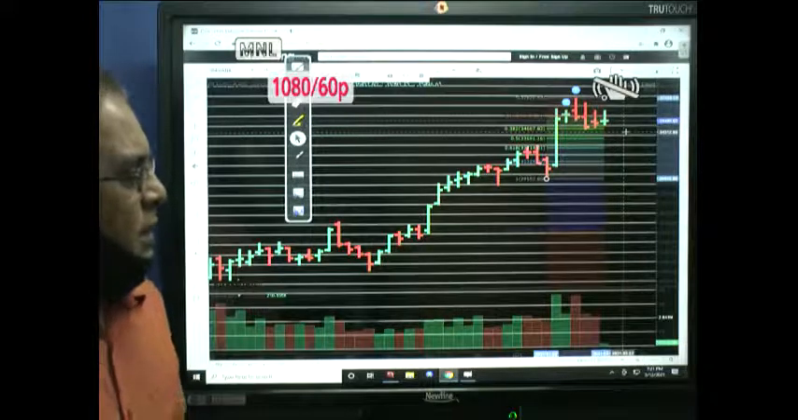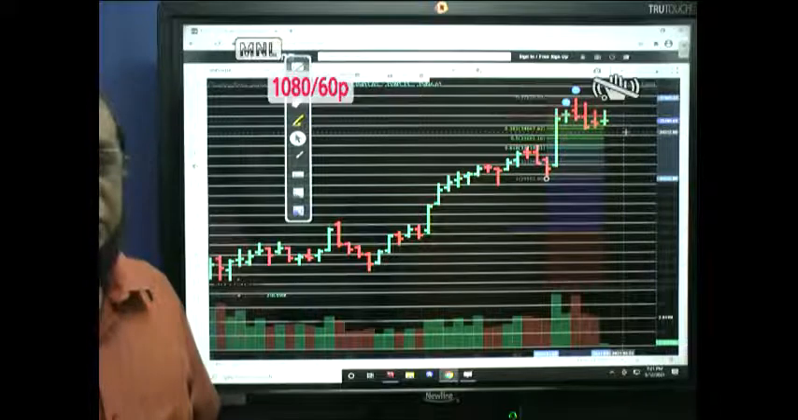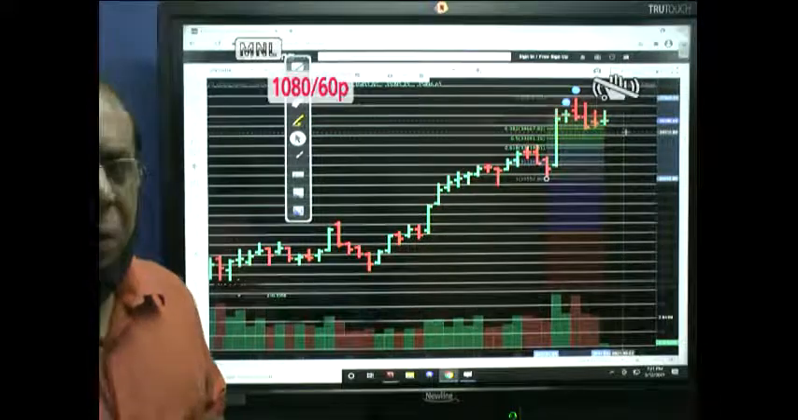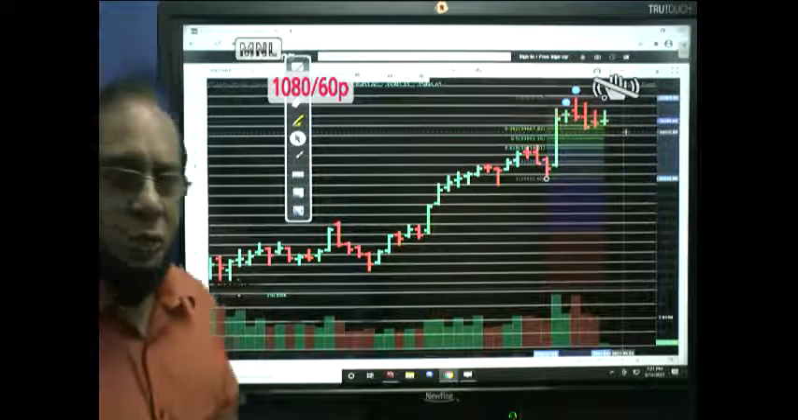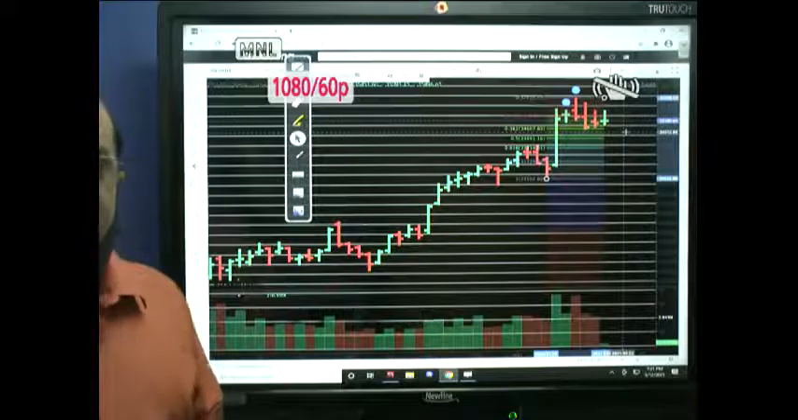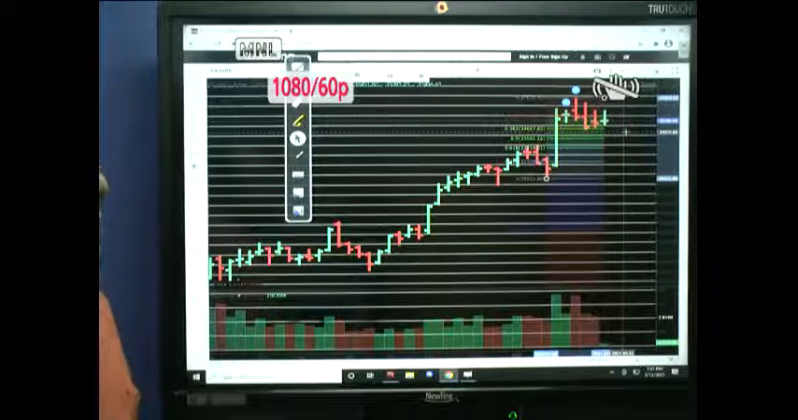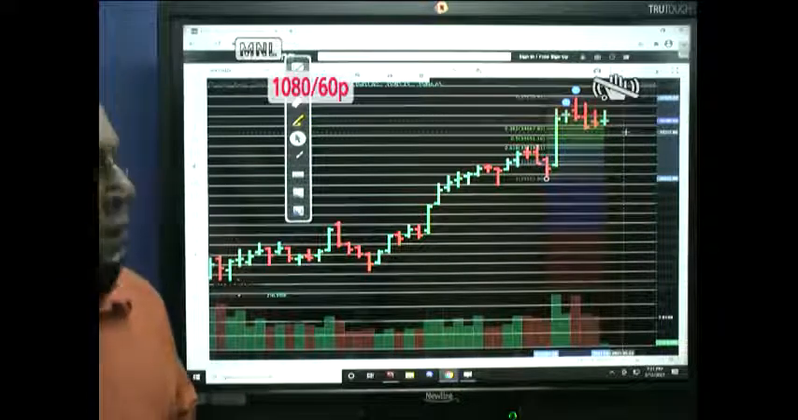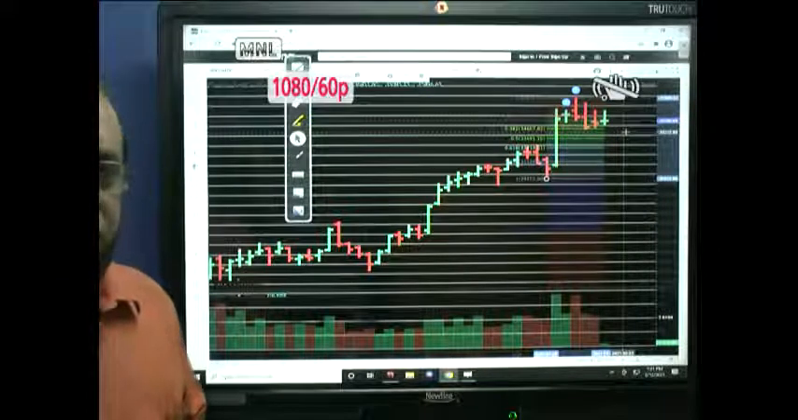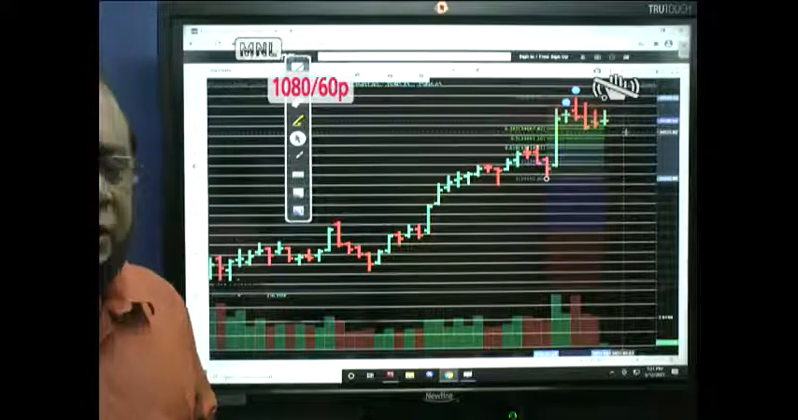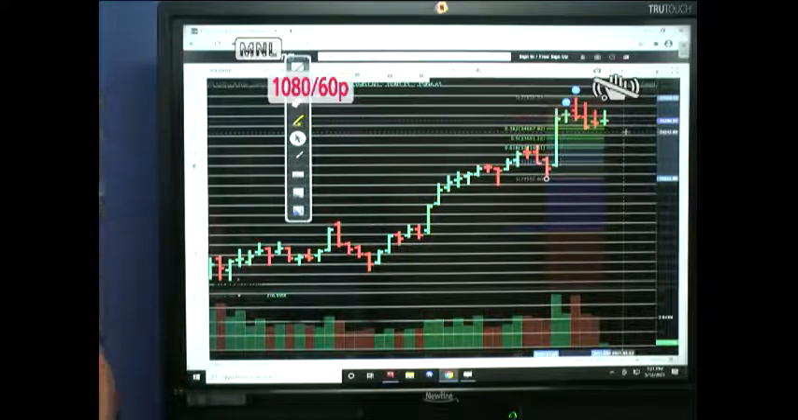So I think we should probably look towards exiting some long positions on any small rally which could come tomorrow or the day after, and then look towards re-entering at some lower levels. So clearly a slight concern is there as far as the market rally is concerned, which probably could lead to some sort of a correction in the market.